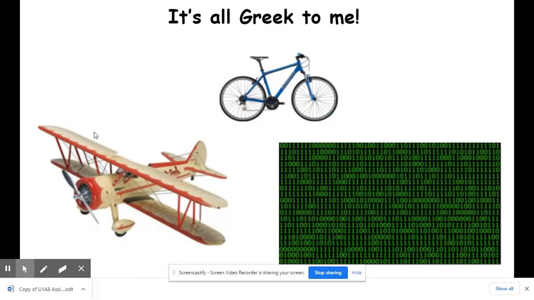So mono in Greek means one. These ones you'll probably recognize. We've got a bicycle. We have kind of an early airplane, which were called biplanes. They've got two wings. And then binary is a type of language that computers can read. And again, bi, in this case, you can probably guess means two. I've got two wheels on a bicycle. Binary is only 0 and 1. There are only two inputs.